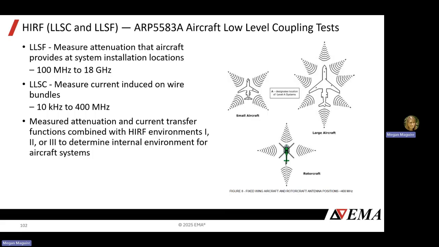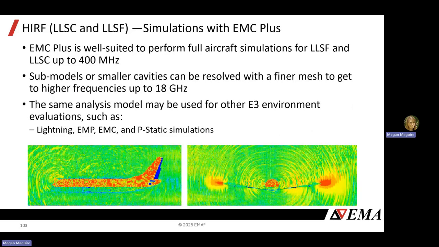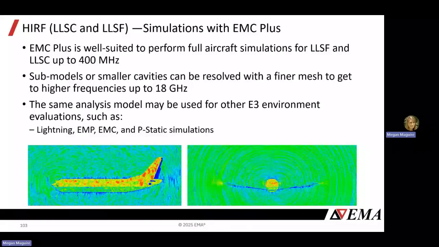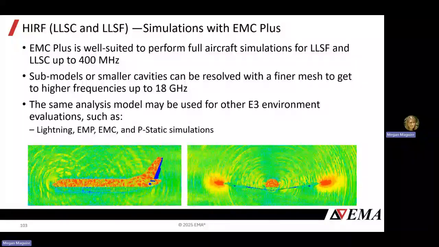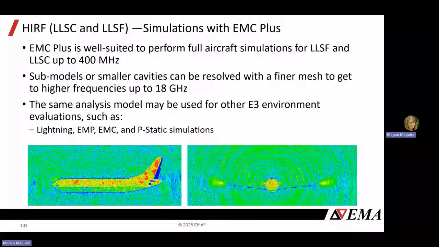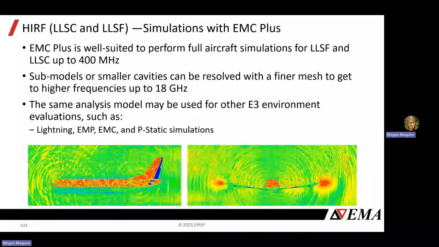The measured attenuation and current transfer functions are combined with your environment. Your environment will depend on your vehicle type and severity, and then you can use that to determine the internal environment. Software is well suited to perform these simulations up to 400 megahertz. I'd actually push that even higher. You can create submodels if you want to go as high as 18 gigahertz, but full vehicles can be very difficult at 18 gigahertz because the higher your frequency, the smaller the cell size you need in order to get those 10 cells per wavelength.